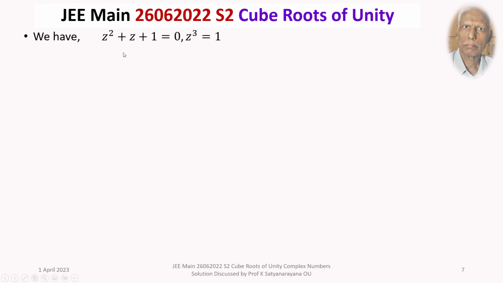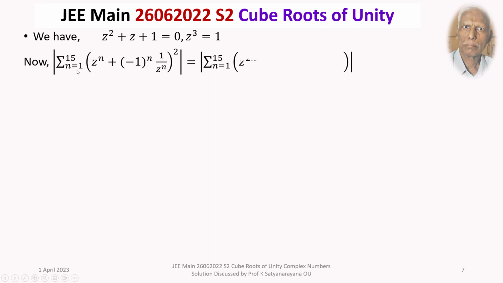We have this equation. Now mod of sigma n is equal to 1 to 15 in brackets z power n plus minus 1 to the power of n into 1 by z to the power of n whole square, mod close. Then now we square it. This is a plus b whole square, a square plus b square plus 2ab.